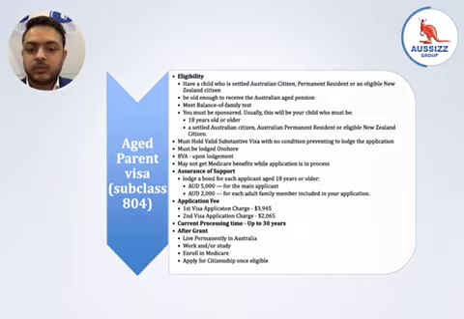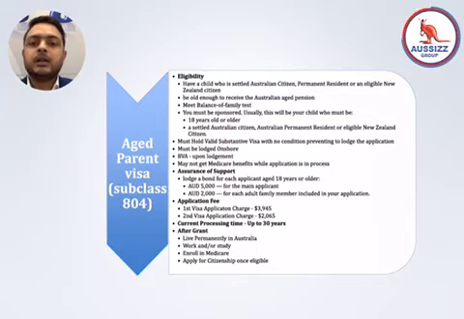If they want to work, they can work. They can study. They can live. Basically, that allows them to live, work, and study in Australia. They can enroll in a Medicare card after the visa is granted, no problems. And if they want to apply for citizenship, they can also apply for citizenship.